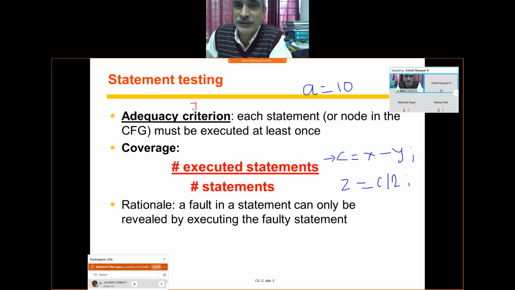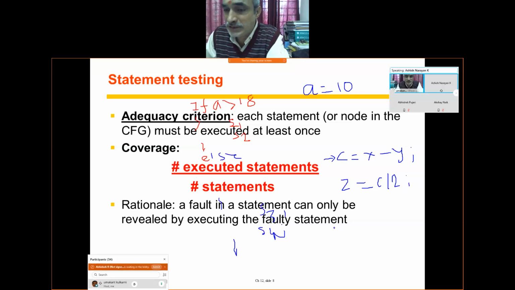Okay, I'll write my program. If age greater than 18, then I'll begin, statement S1, statement S2, else, open bracket, I'll write statement S3, statement S4. Now how many statements are there?